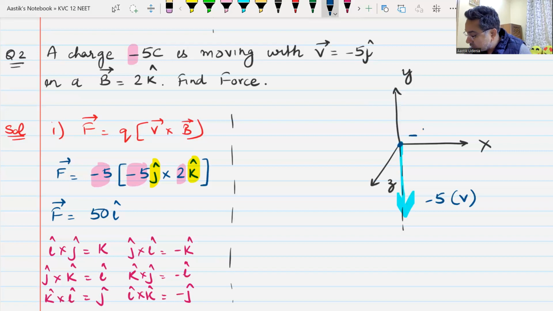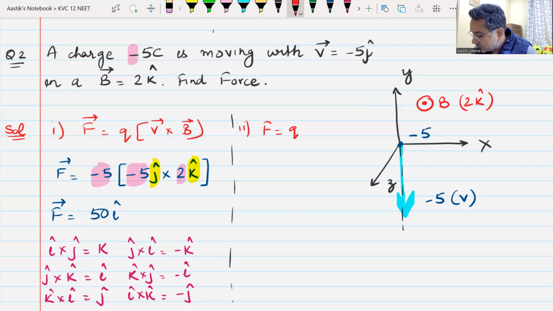Remember, the charge is also negative, minus 5 coulomb. Your magnetic field is coming out. Magnetic field, I can write it like this. Magnetic field B, which is given as 2K. Now, let me do it by the second way. I can find out the force Q V B sine theta.